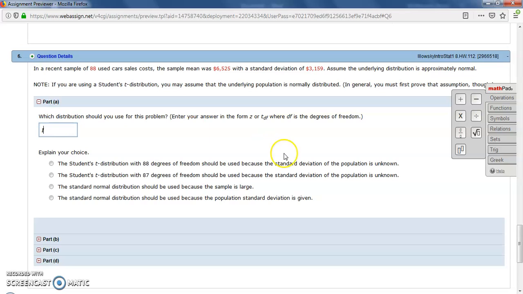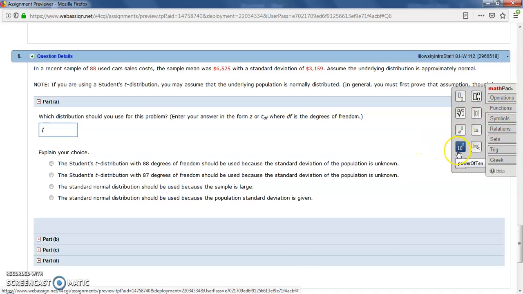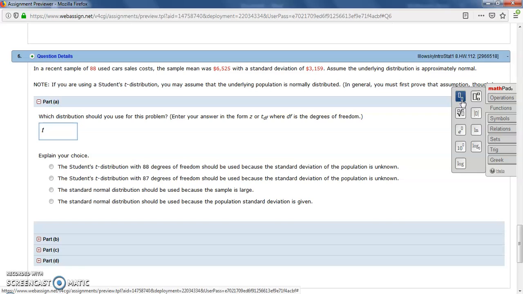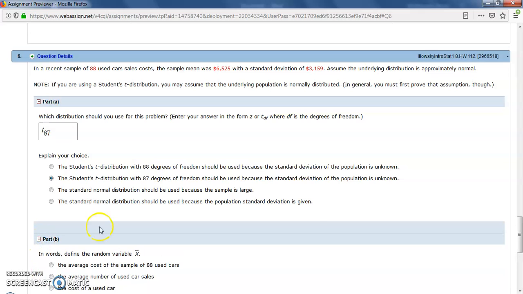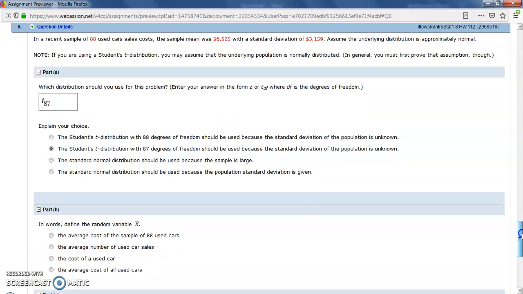So I'm going to do T, and then it's under functions. And you can use this. It's going to be T87. It's the degrees of freedom, which is n minus 1. Your n is 88, and so 88 minus 1 is 87. So the student t distribution with 87 degrees should be used because the standard deviation of the population is not known. If we knew it, then you would want to use the normal distribution.